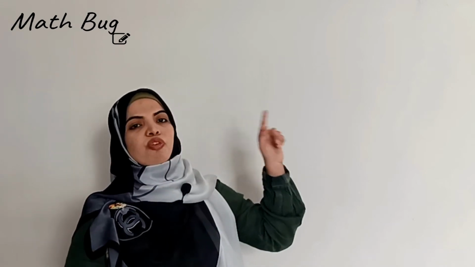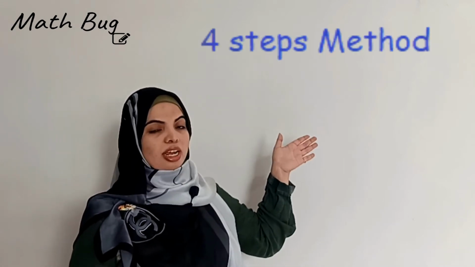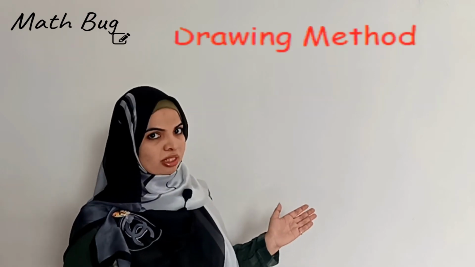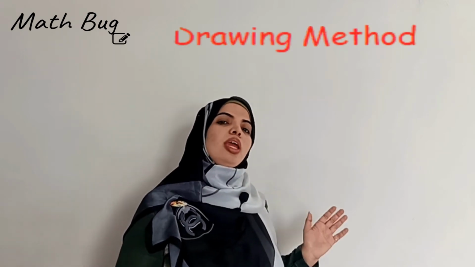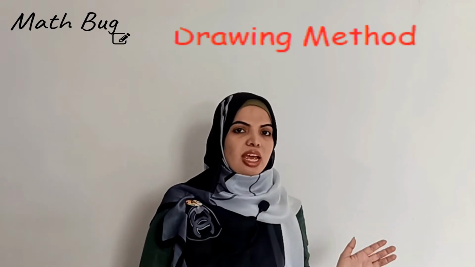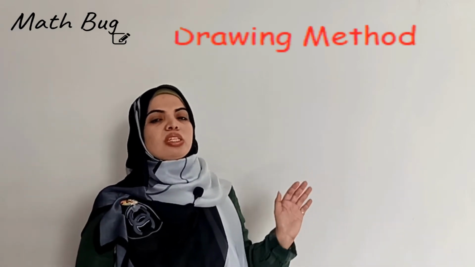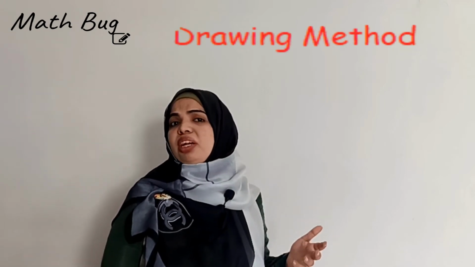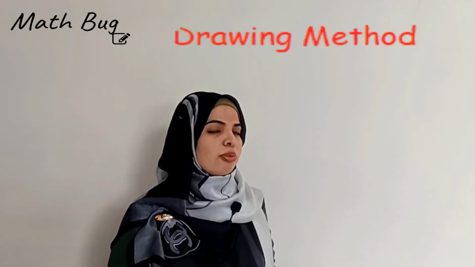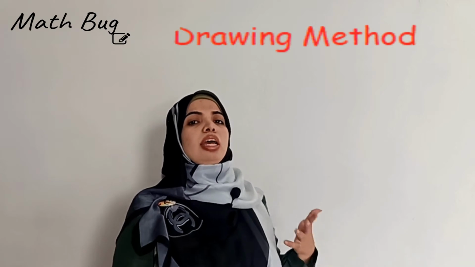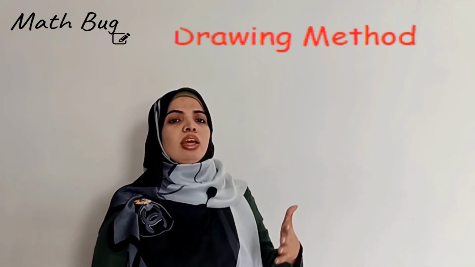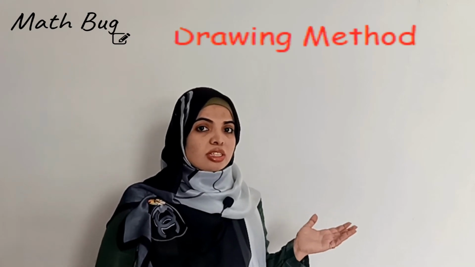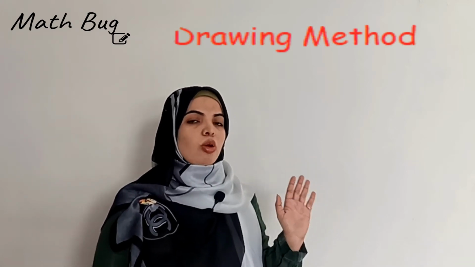Now, as I said, the first method is the 4-step method that you have seen. The second one is the drawing method. Even this, the drawing method, helps you to understand what actually is to be done in the word problem. And the drawing method, I know it cannot be used for every word problem, but still it can be used when the word problem is talking about directions or distance, all these things.